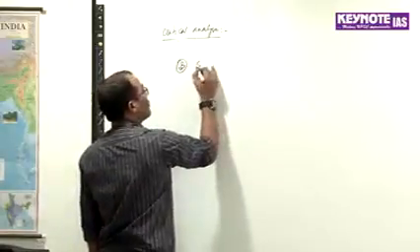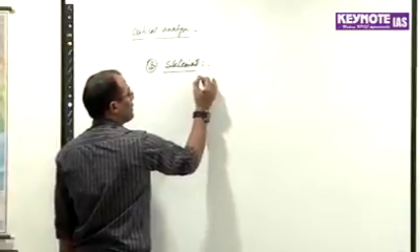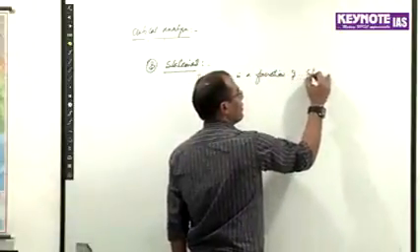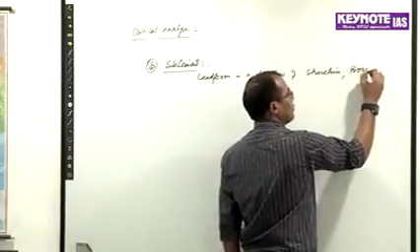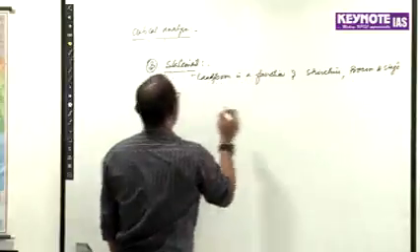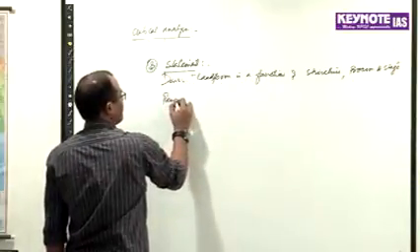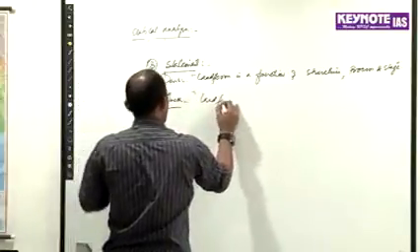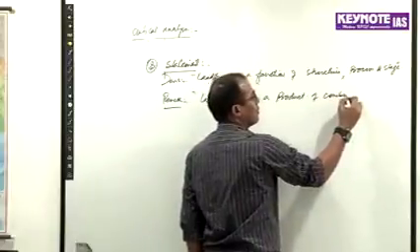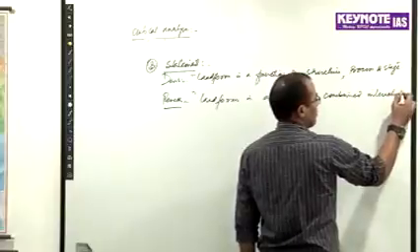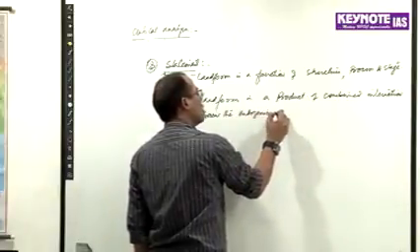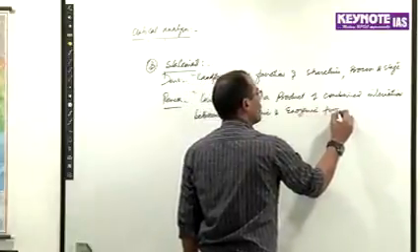That's why if you look at the statement, Davis: landform is a function of structure, process and stage. That's the statement. Penck: landform is a product of combined interaction between the endogenic and exogenic forces.